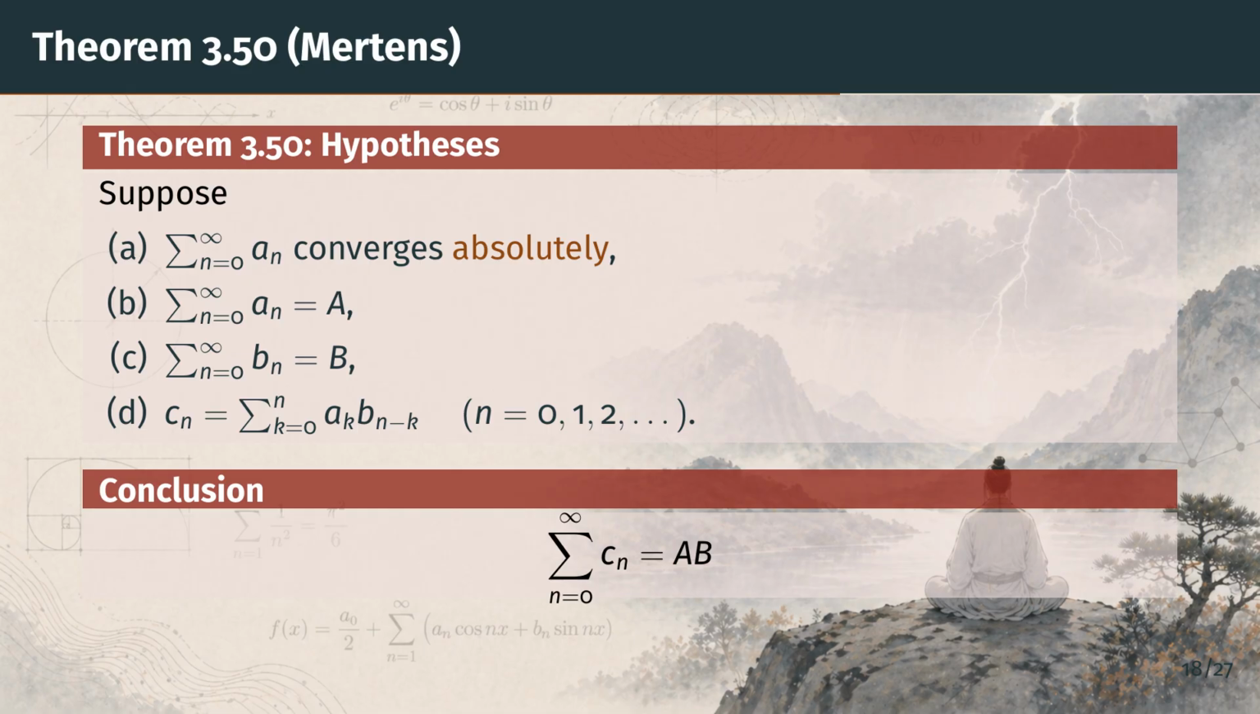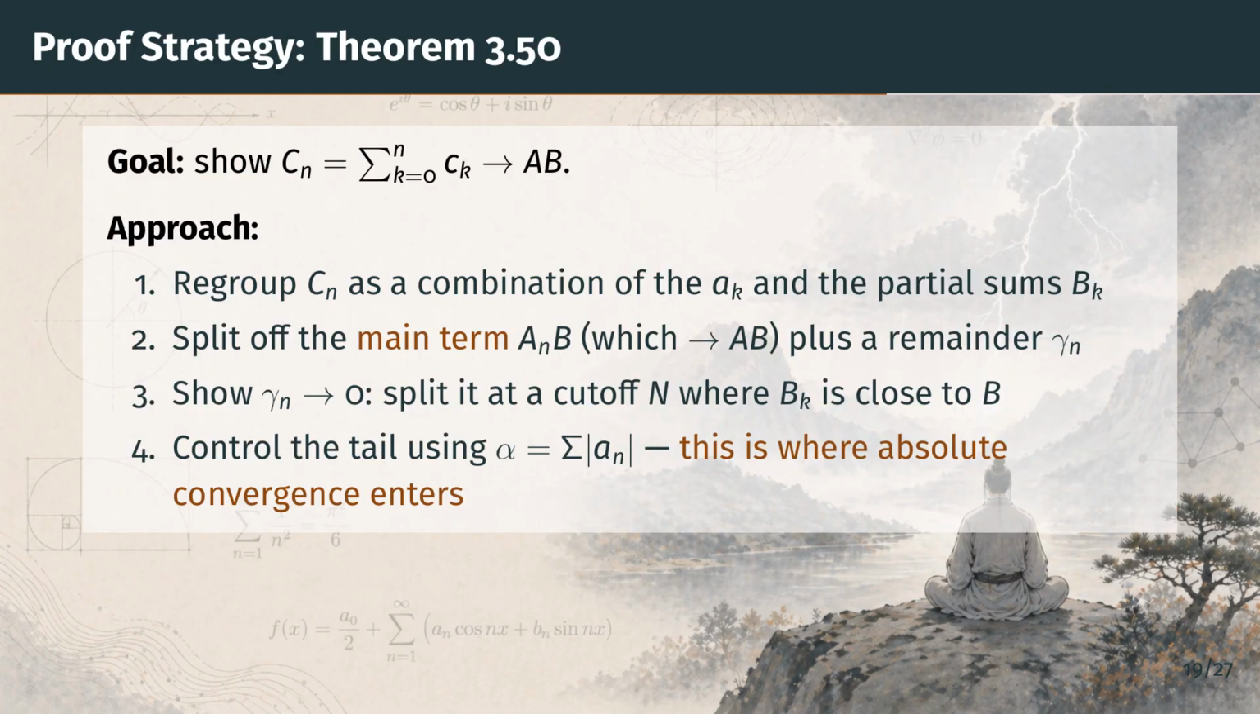Before diving into the proof, let's lay out the strategy. Here's the roadmap in 4 steps. First, we regroup the product partial sum capital C sub n, so that it is expressed through the terms a sub k of the strong series and the partial sums capital B sub k of the weak one. Second, we split off a main term, capital A sub n times B, which clearly converges to A times B, plus a remainder gamma sub n. Everything then reduces to showing that the remainder tends to 0.